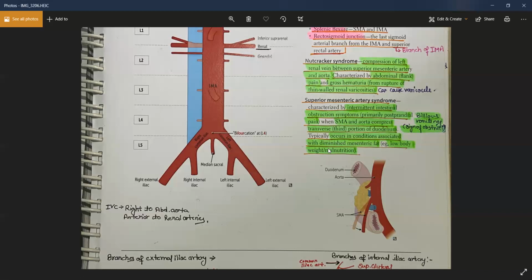It could be an actress who is exercising for a new role. It could be a patient with anorexia nervosa. It could be other patients also. So any patient with rapid fat loss, low body weight, or malnutrition, the SMA syndrome can happen to them. So the difference between the nutcracker syndrome and the superior mesenteric artery syndrome, do not confuse the two. Sometimes in the superior mesenteric artery syndrome, you can also have a compression of the renal vein also. So both of these symptoms can occur at the same time.